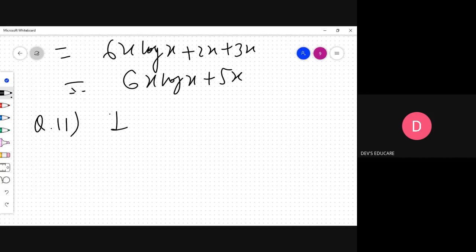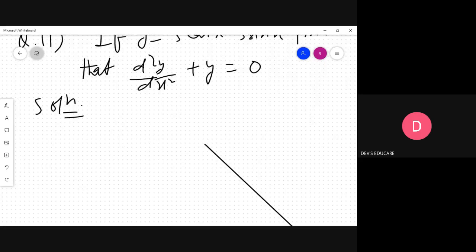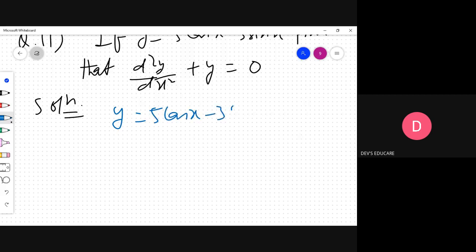If y equals 5 cos x minus 3 sin x, prove that d2y by dx square plus y equals 0. So, solution. We have y equals 5 cos x minus 3 sin x.